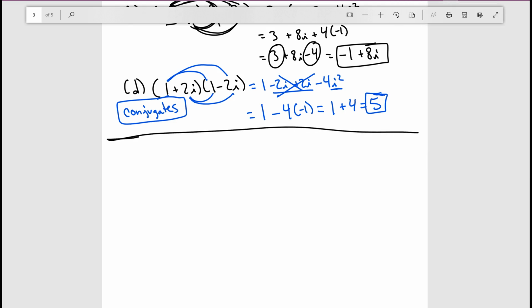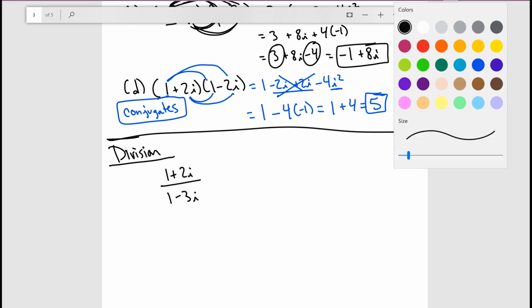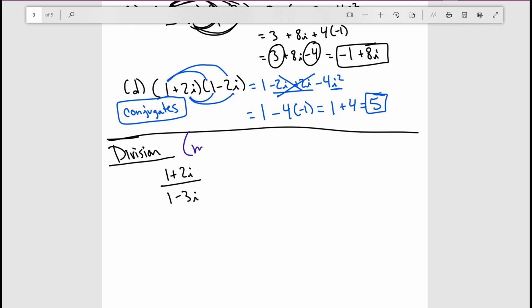Division is very similar to rationalizing. So let's say you had 1 plus 2i divided by 1 minus 3i. How do you divide these two complex numbers? Really, what you want to do when you have a division is multiply by the conjugate. Because what you saw in part D is that when I multiply by the conjugate, in the end you just get a number, so you get rid of the i. We don't want an i on the bottom, so I'm going to multiply by the conjugate.